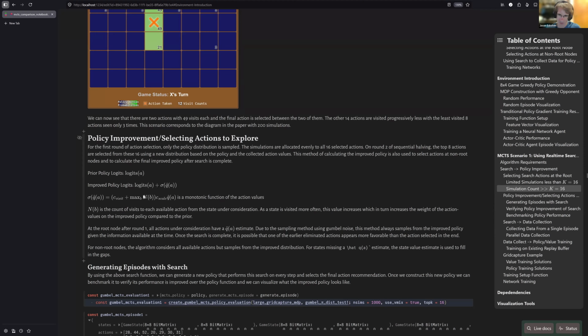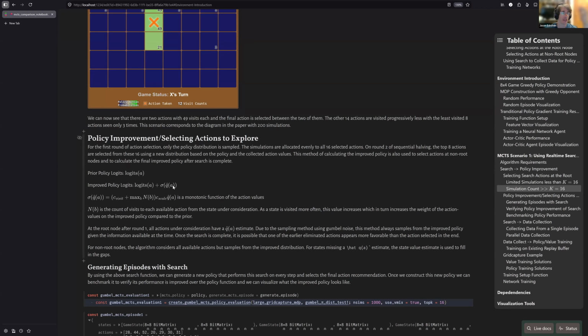Some of these other parameters don't really matter. This is just a monotonic function. It could just be the identity function as well. This is the number of visits. So as more states are visited, there's more bias towards the Q values. After each round of the halving, we use this improved policy to sample from.